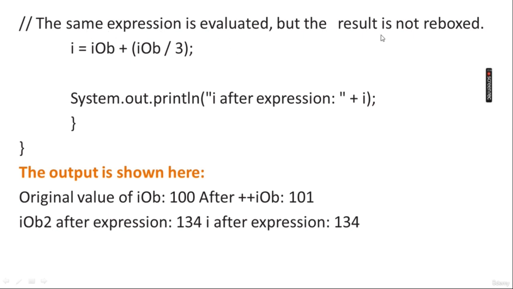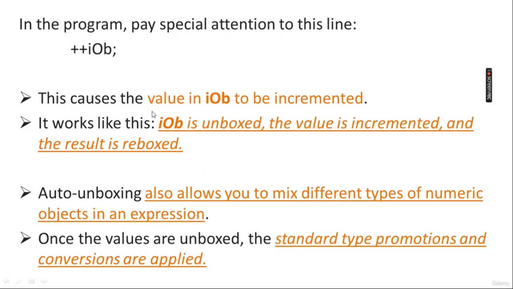The same expression is evaluated. The result is not reboxed. Okay. Now this value is displayed over here. Output is original value 100, after plus plus I object 101, after expression 134 and again after expression 134. In the program, pay special attention to this plus plus I object. The value is incremented. For that, it has to be unboxed. I object is unboxed, the value is incremented and the result is reboxed.